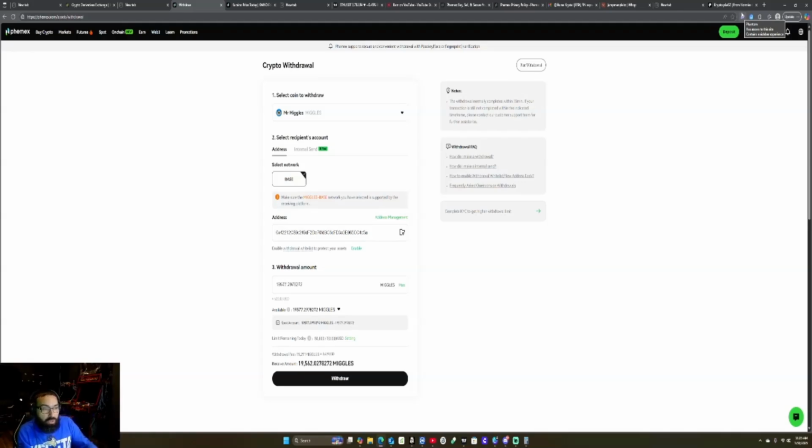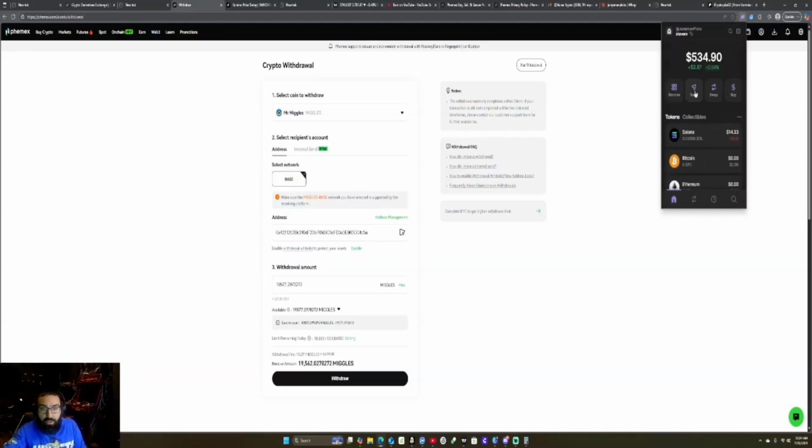So if I'm trying to send my Miggles to Coinbase, you can't do it because one, Miggles is not on there, and two, you have to make sure you have the address. As long as you have the actual address, and make sure it's on Base, you'll be able to upload that coin to the specific platform that has the token available. So like, if I'm using a DEX, the token's available there.